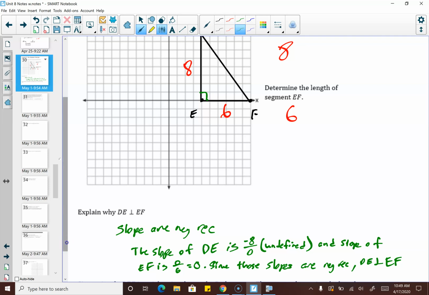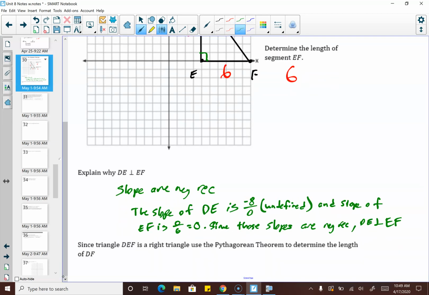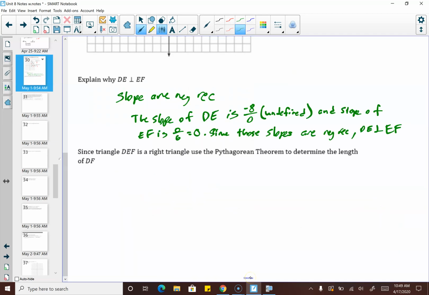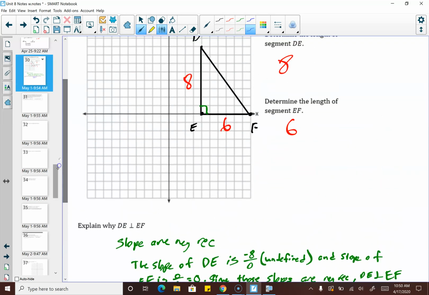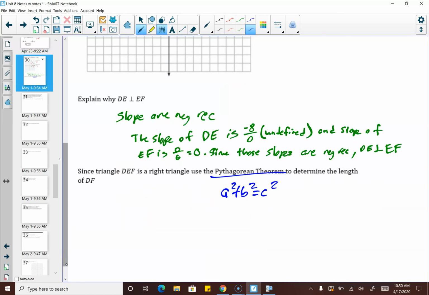negative reciprocals. And then the last part is, since triangle DEF is a right triangle, use the Pythagorean theorem to determine the length of DF. So if we're talking Pythagorean theorem, we're talking a squared plus b squared equals c squared. Hopefully you look at your triangle and recognize that 8 and 6 are your legs. So those are A and B, and then obviously DF is C.